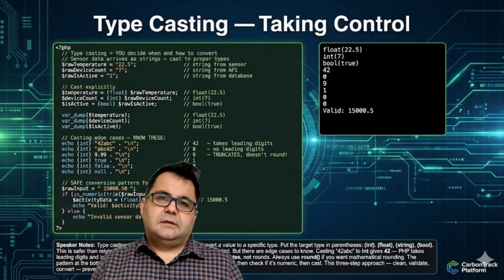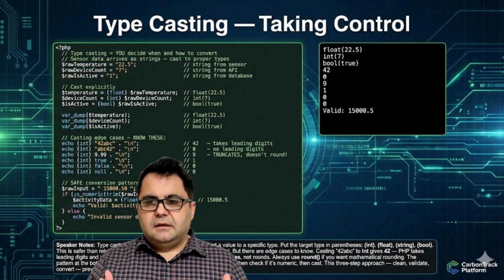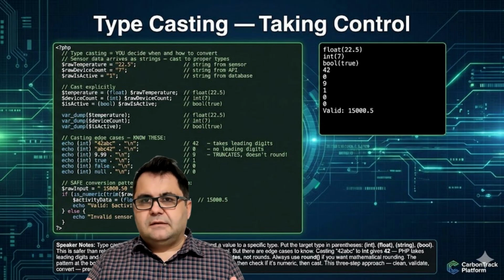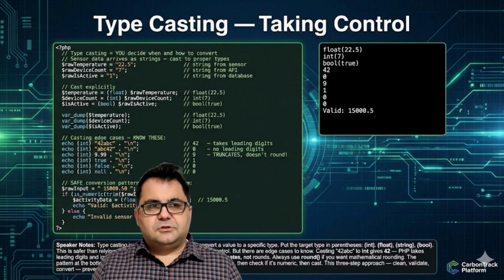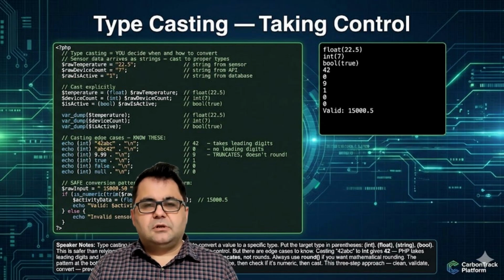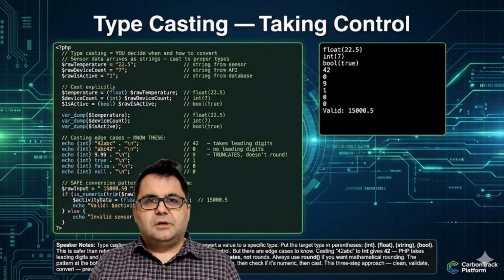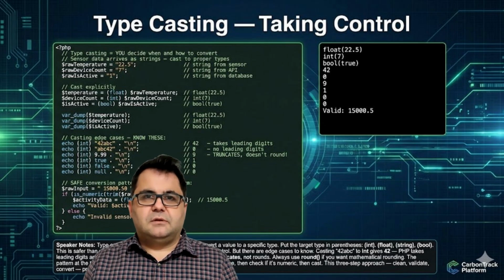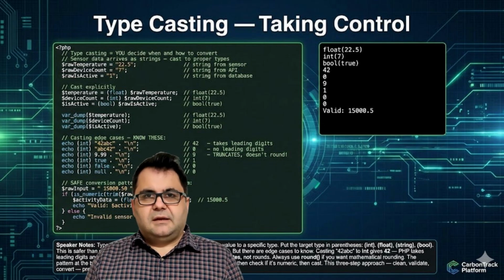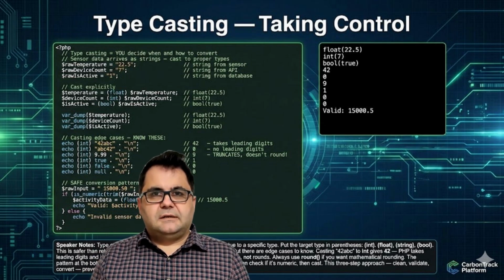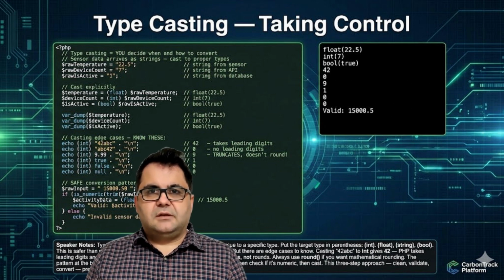Typecasting is explicit. You tell PHP to convert a value to a specific type. Put the target type in parentheses: int, float, string, bool. This is safer than relying on automatic juggling because you're in control. But there are edge cases to know. Casting "42 ABC" to int gives 42. PHP takes leading digits and ignores the rest. Casting 9.99 to int gives 9. It truncates, not rounds. Always use round if you want mathematical rounding.